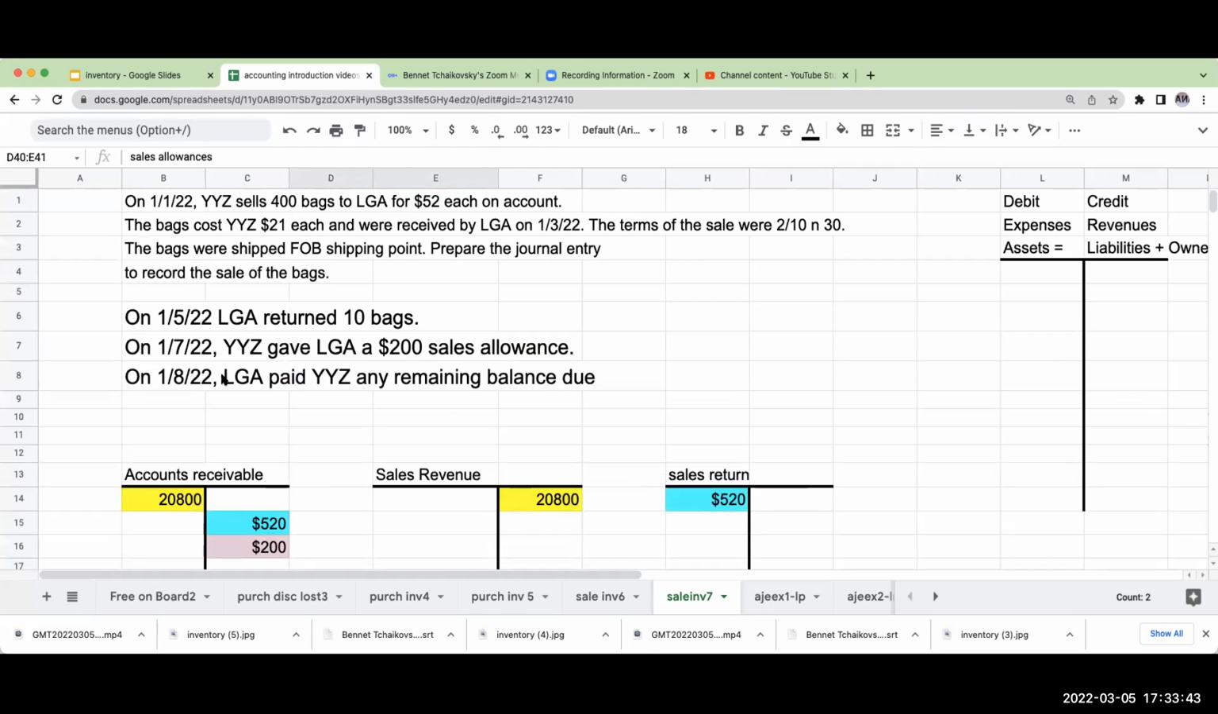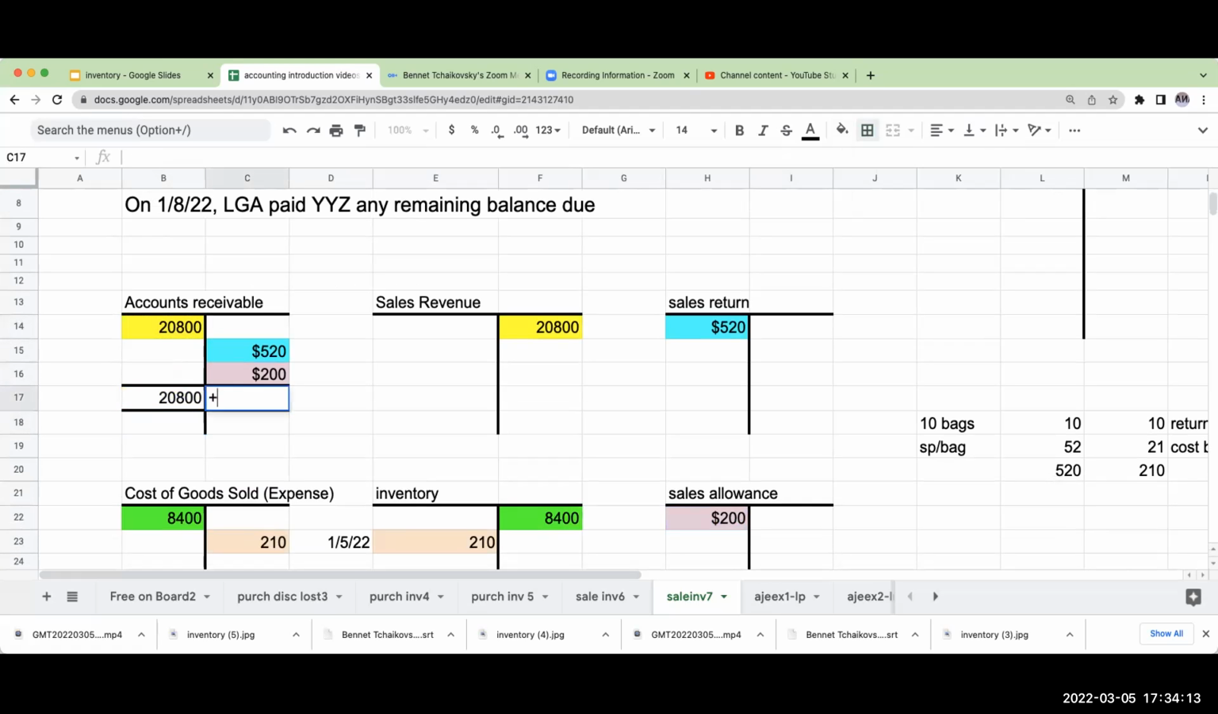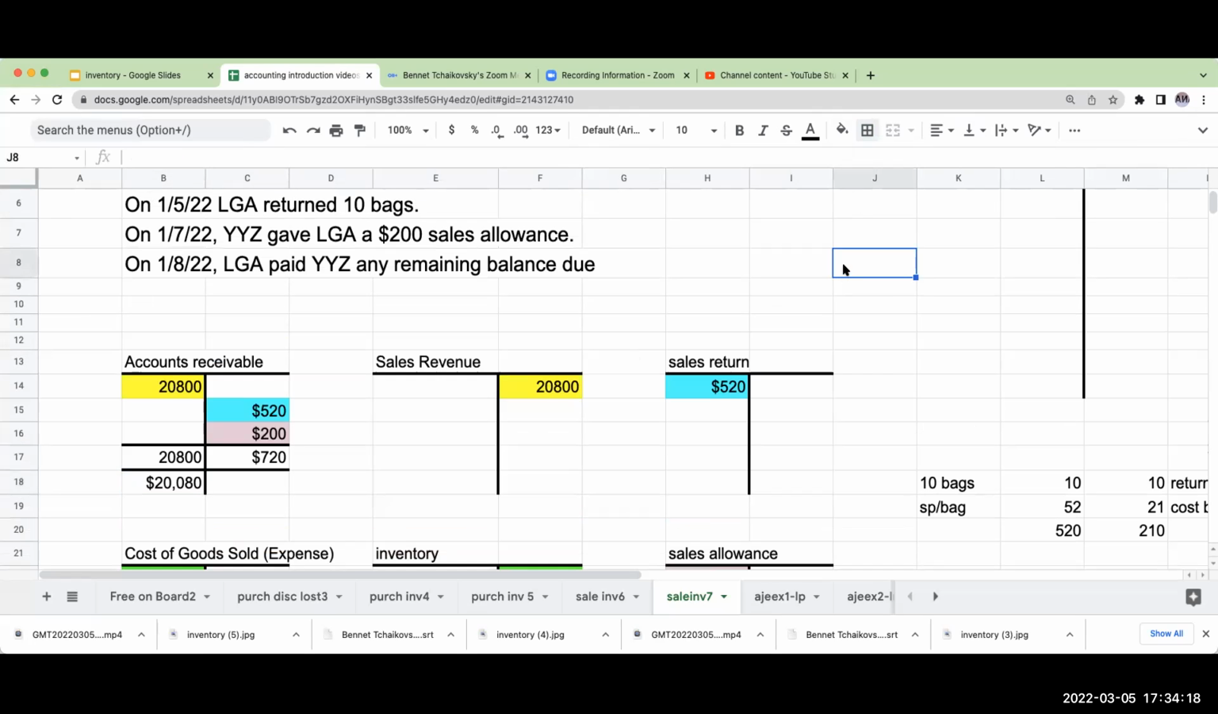Now, last one is that on January 8th, they're paying any remaining balance that was due. If they're paying within the payment terms, what's going to happen? Well, it was sold on January 1st. They're paying me on January 8th. When you see 2/10, they're going to get a 2% discount if they pay within 10 days. Full amount is due in 30 days. Because they're paying that quickly, how much do they owe me? The customer owes me $20,080.